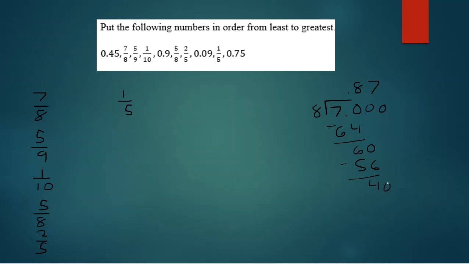Add a 0, bring a 0 down. Okay, there we go. 0.875. So 7/8 as a decimal is 0.875. Okay? 5/9. So let's go ahead and do 5/9. To change 5/9 into a decimal, we take the 5, we divide by the 9.